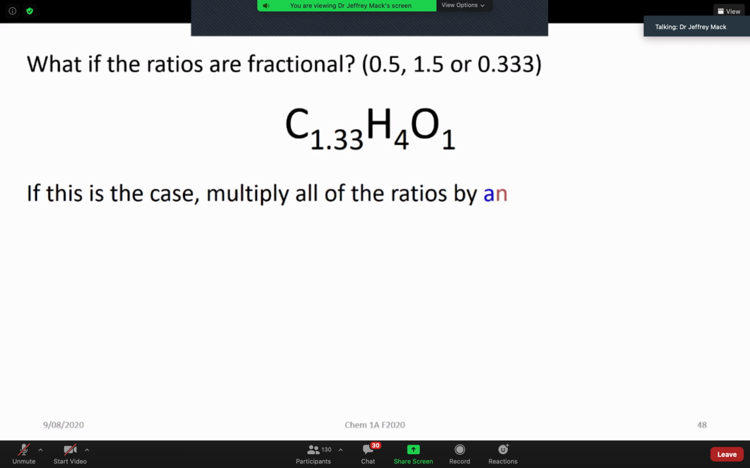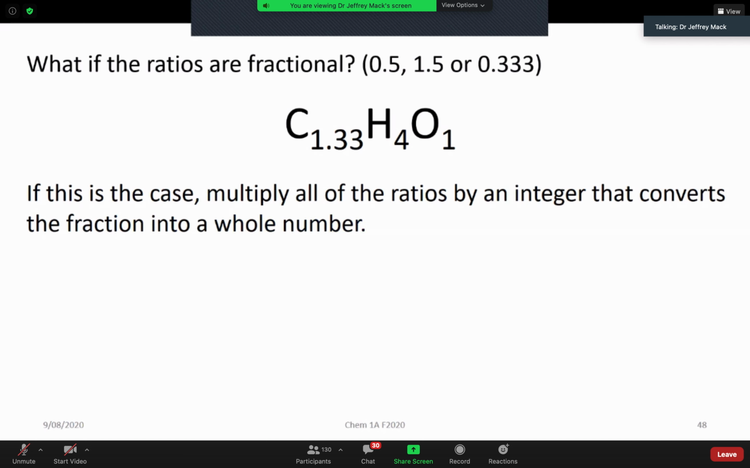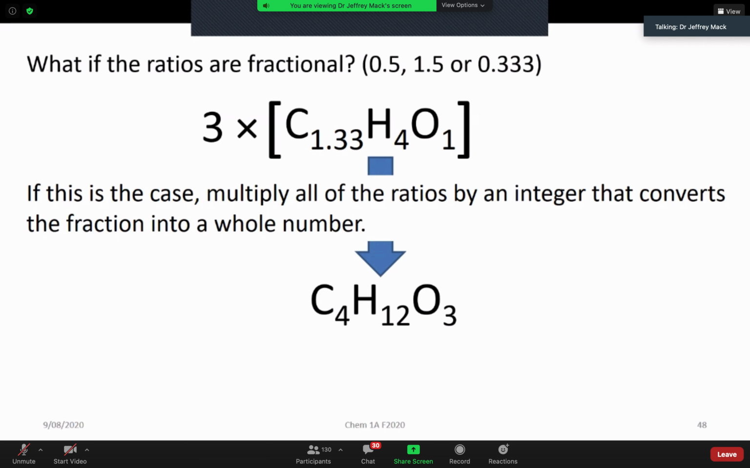In this particular case, I know if I multiply by 3, that would turn 1.33 into 4. Remember, if I have 1.33, that's actually 4/3. 4/3 times 3 equals 4, right? So I'm going to take that whole thing and multiply it by 3. And when I do, I'd end up with the following empirical formula, right? C4H12O3, which at this point cannot be simplified, right? If I divide by 3, I would end up with a fraction again. So if you get a funny looking number, you will see a conspicuous fraction, something that you can fix, right?